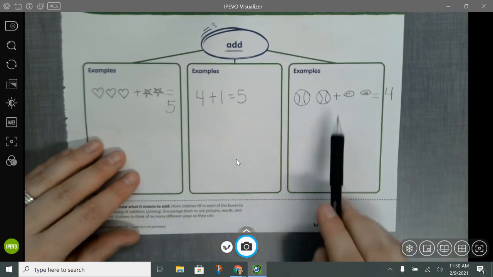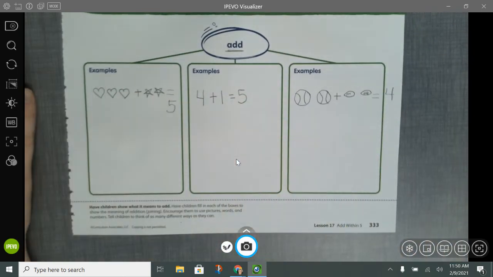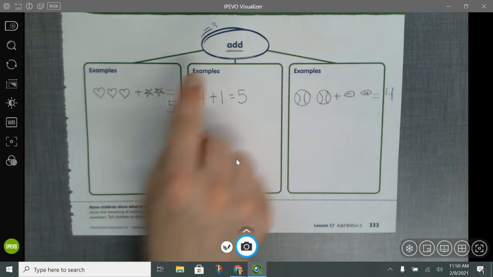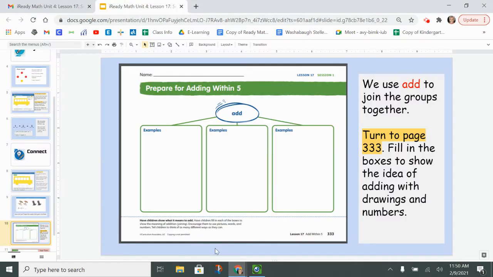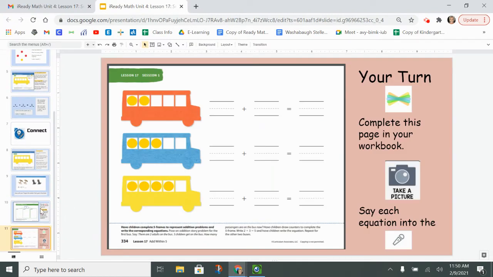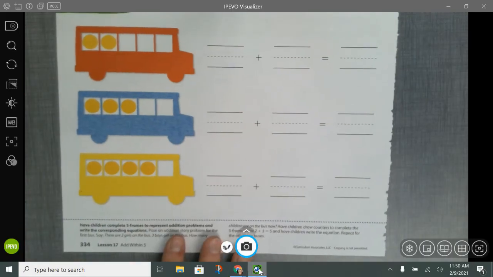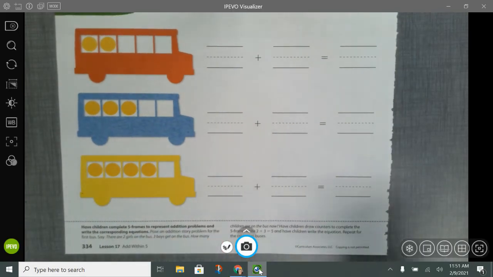Good. So check this page with an adult and have them look over it so we make sure you know what this word means. Add, and you can show examples. Great job with that. All right. Next page, last page we're going to do today, 334. And you're going to need your red crayon and your pencil now. All right, let's get our red crayon.